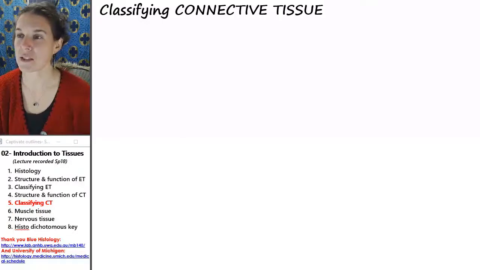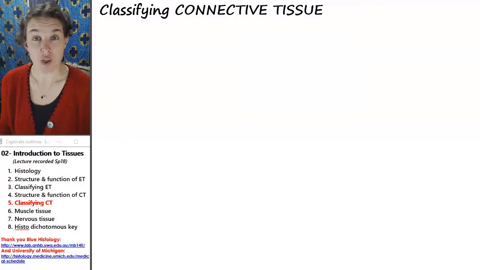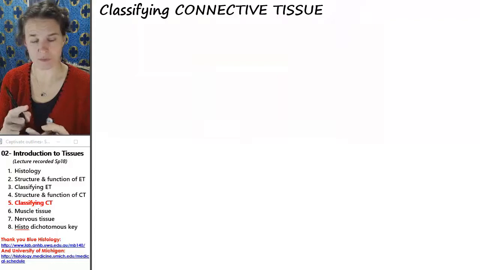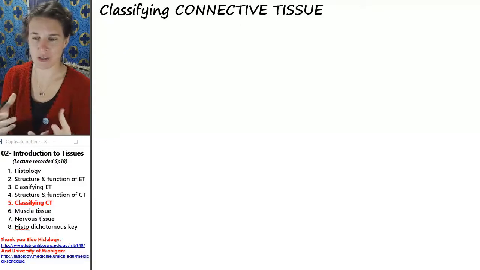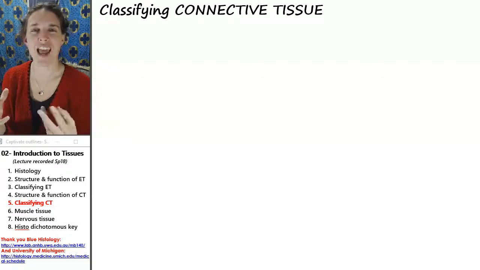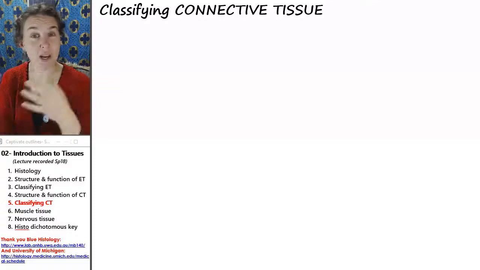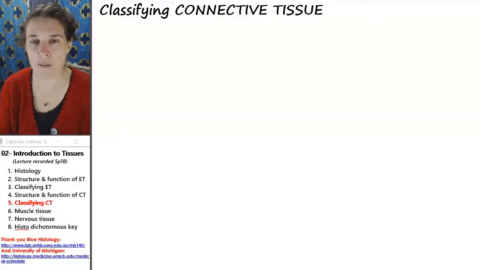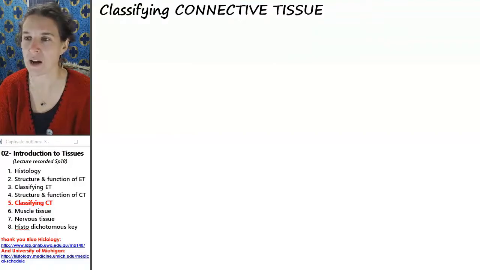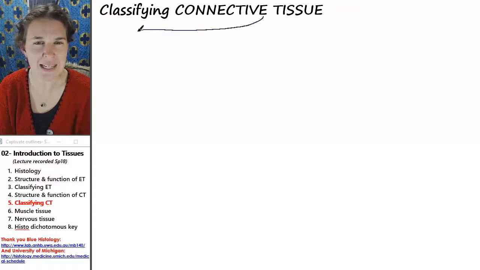All right, my friends. Combine your cells, fibers, and ground substance in different concentrations and flavors, and you're going to get a great diversity of possible tissues. So I'm going to show you how we break down connective tissues. First of all, there are three main types of connective tissue.